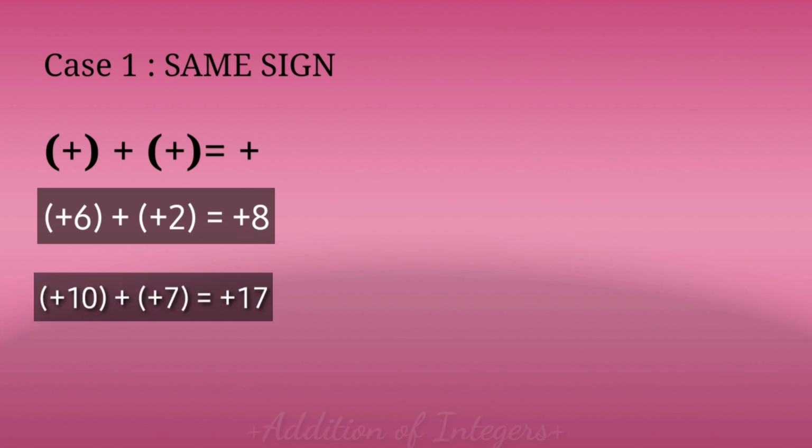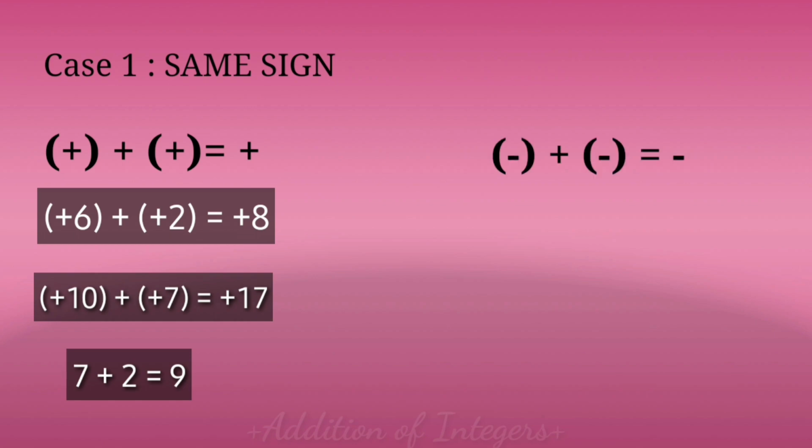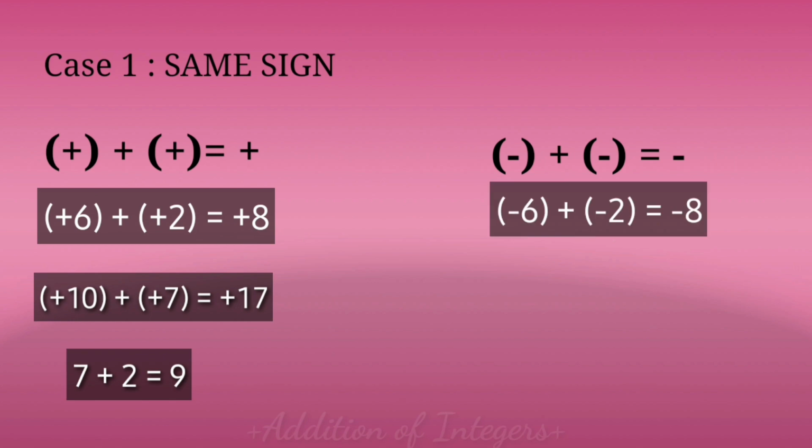Another example, positive 10 plus positive 7. So, 10 plus 7 is 17 or positive 17. Or as simple as 7 plus 2 is equal to 9. Same thing if both numbers have negative signs. So, negative plus negative will give us an answer of negative. For example, negative 6 plus negative 2, add their absolute value.